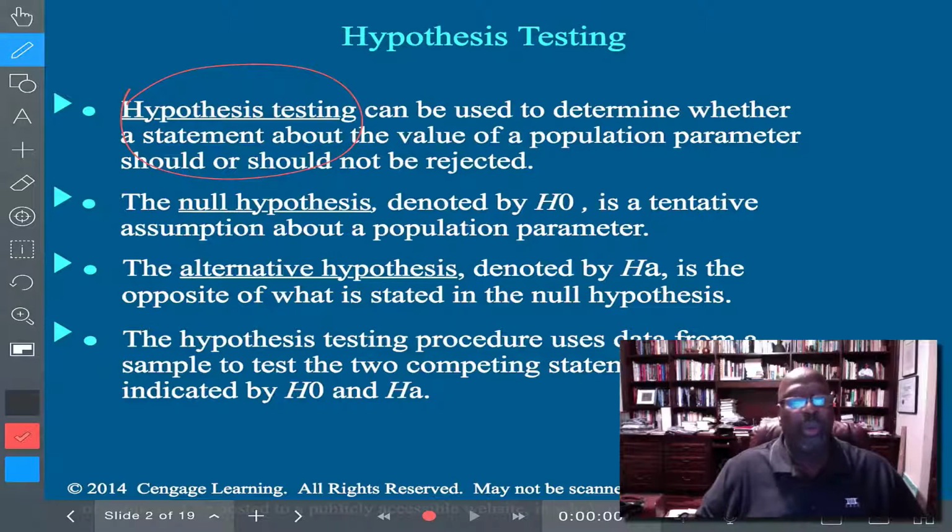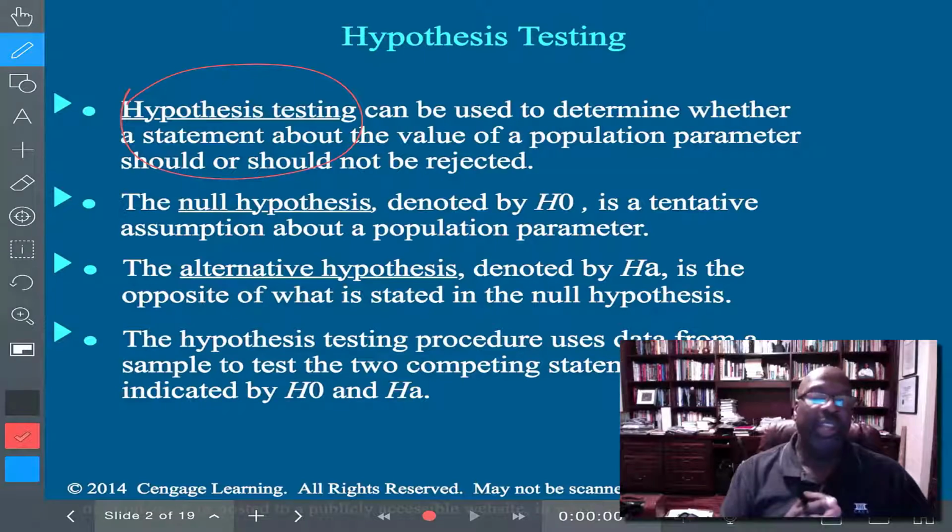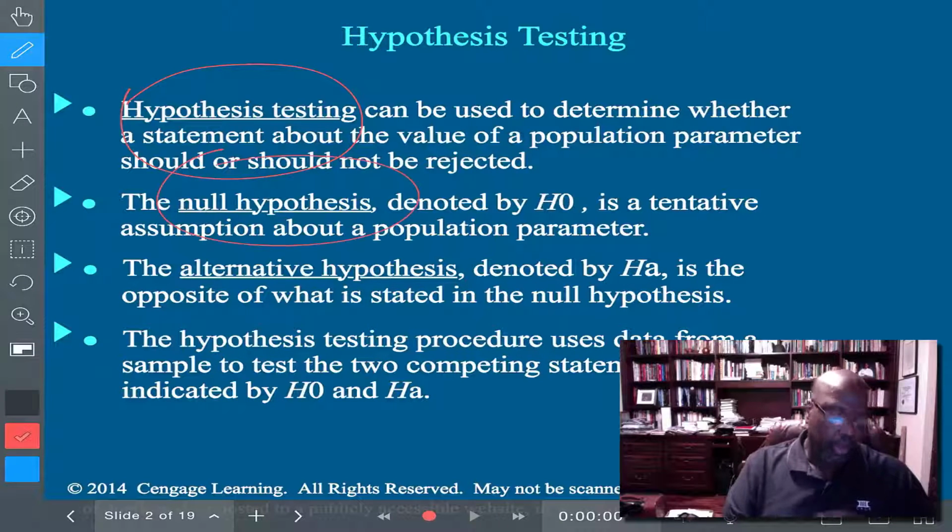So as we see here, hypothesis testing can be used to determine whether a statement about the value of a population parameter should or should not be rejected. In other words, we have an assumption about a population and we want to test it, as I just mentioned in the first video. Okay, so we'll assume it's true, look at some sample evidence and see if in fact the sample evidence looks like that population value.